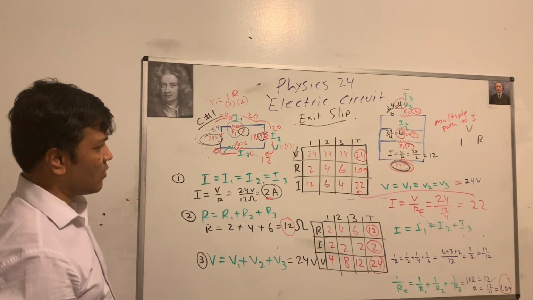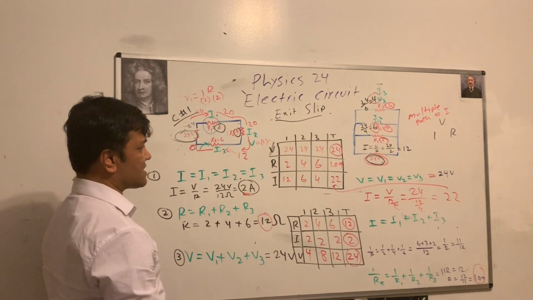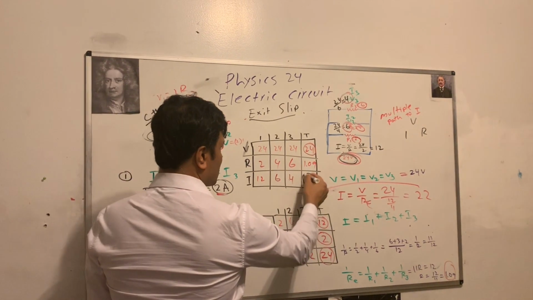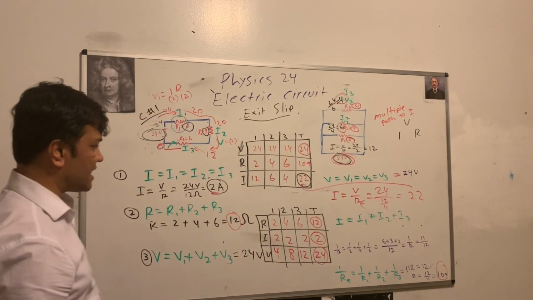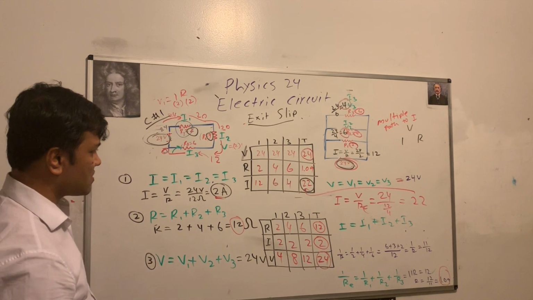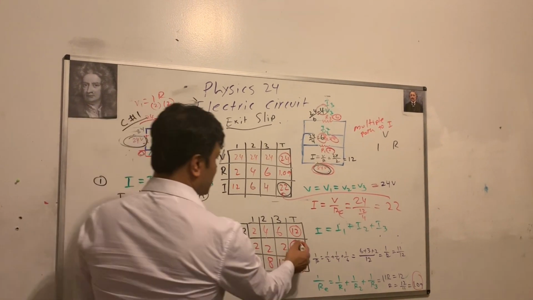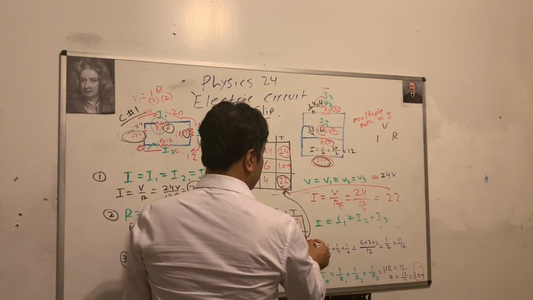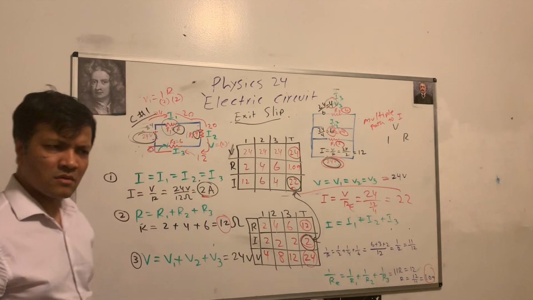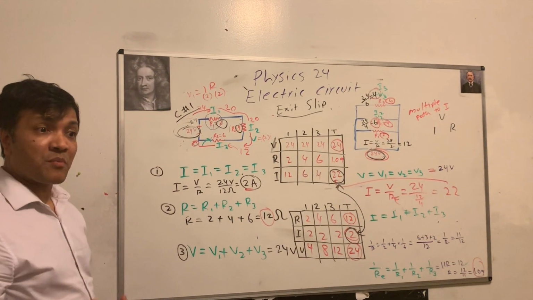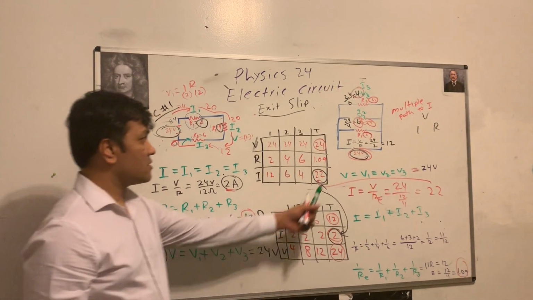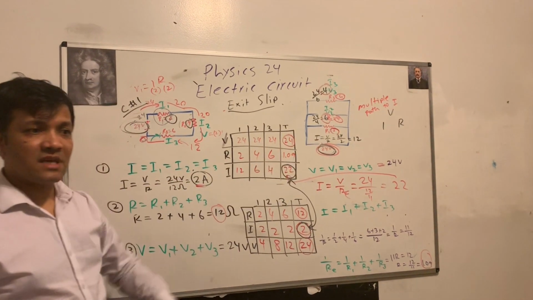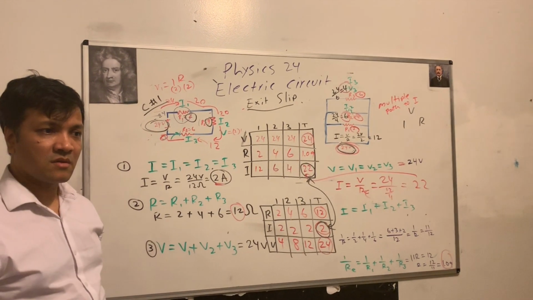The parallel. Why? The total current of the parallel is how much? 22 amps, and the current in the series is 2 amps. So which one would be brighter? The parallel is 11 times brighter. Yes, and it's harder to cut out.